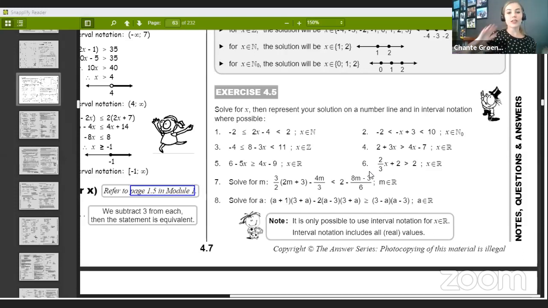Yes, Zalnay. So Zalnay says, so if the number is positive, the sign doesn't change, and when it's negative, the sign does change. Yes, Zalnay, you are perfectly correct. But only when I divide with a negative and if I multiply with a negative. So that's very important. Not when it's just plus or minus.